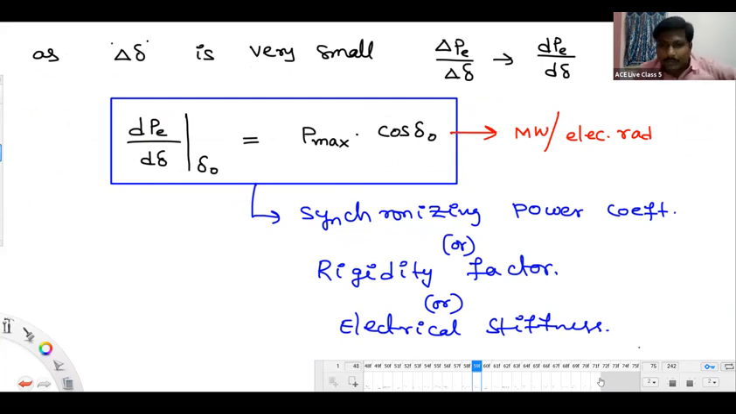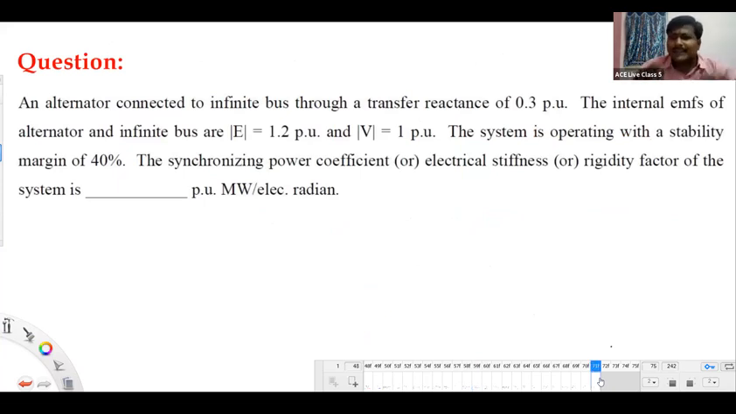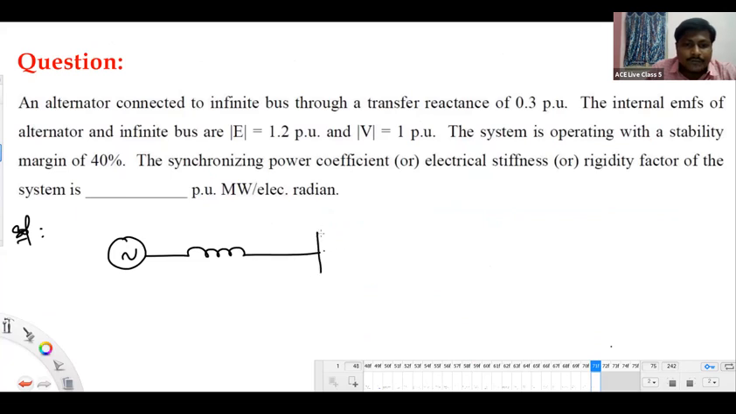Fine. Next, let's move to the problem. Of course, in the problem they said the same units, but we are dealing with per unit power. That's why they have written it as per unit megawatt by electrical radian. Okay, next thing. Listen. This is an alternator connected to an infinite bus bar through a transfer reactance of 0.3 per unit. If you want to write it in the form of impedance, it is j0.3, but in the maximum power transfer equation, you should take only the X value.